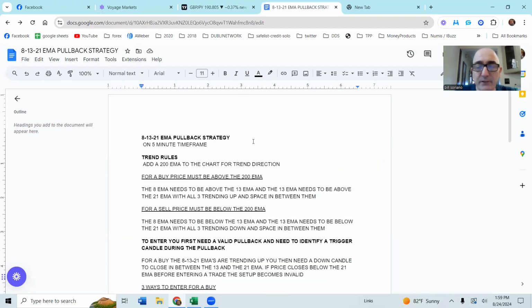So again, this is the 8/13/21 EMA pullback strategy on the 5 minute time frame. With my strategies, I don't like to use a lot of indicators or clutter up the chart, but for this strategy we do need to use EMAs, or exponential moving averages. There is also one other indicator that I use, and I'll give you more information on that later on in the video.